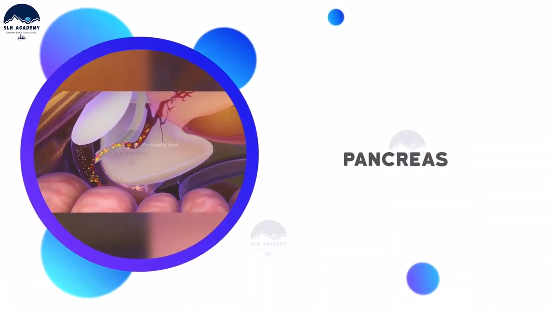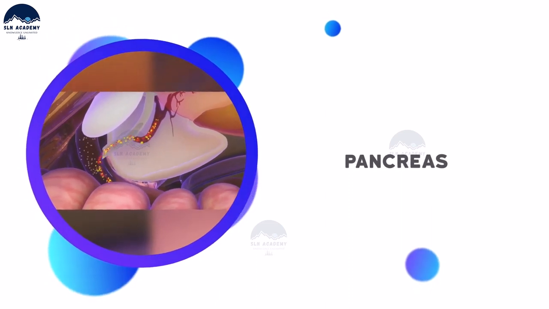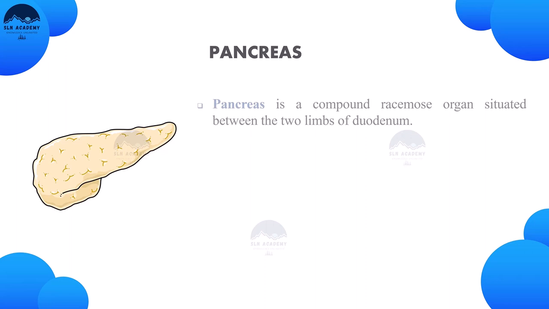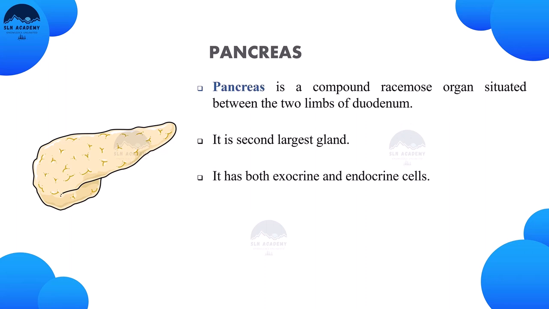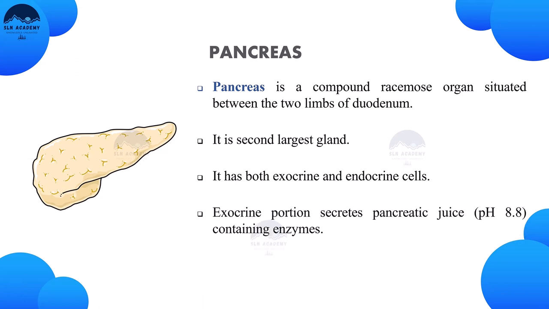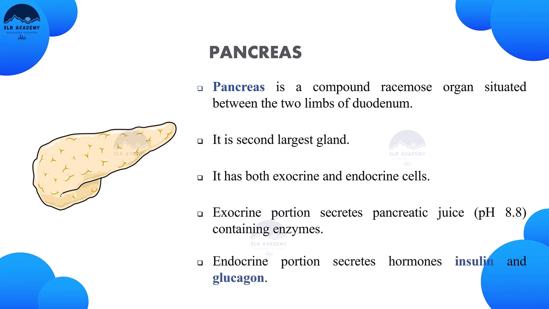Pancreas. Pancreas is a compound racemose organ situated between the two limbs of duodenum. It is the second largest gland. It has both exocrine and endocrine cells. Exocrine portion secretes pancreatic juice with pH 8.8 and it contains enzymes. Endocrine portion secretes hormones like insulin and glucagon.